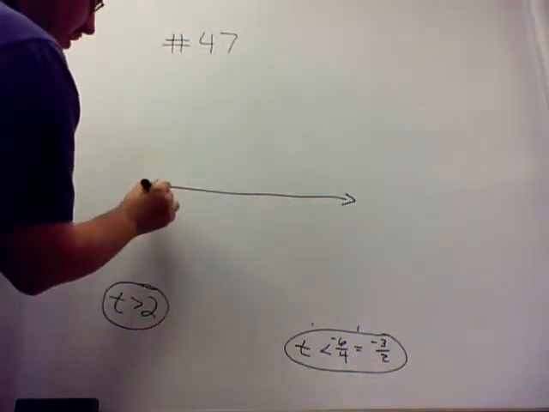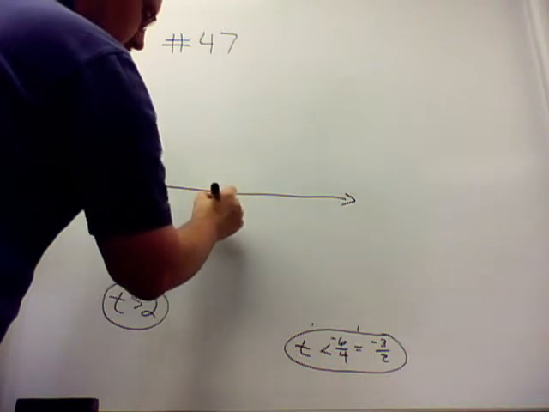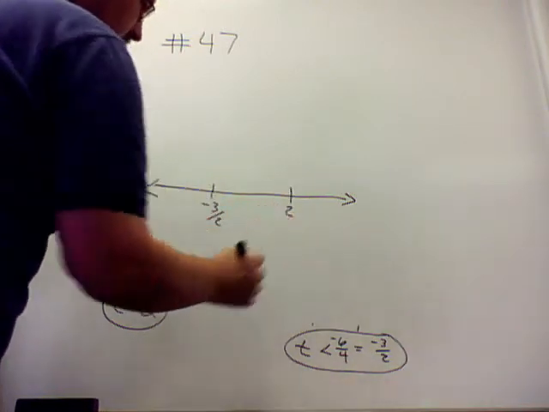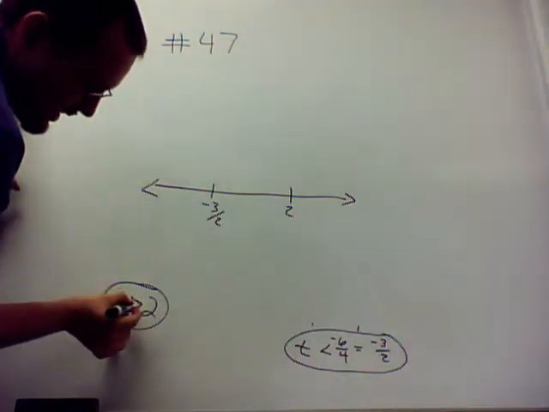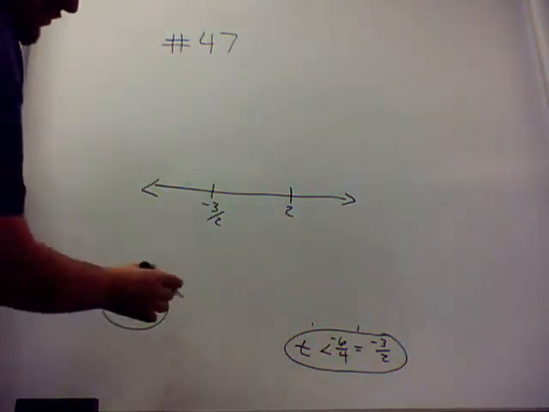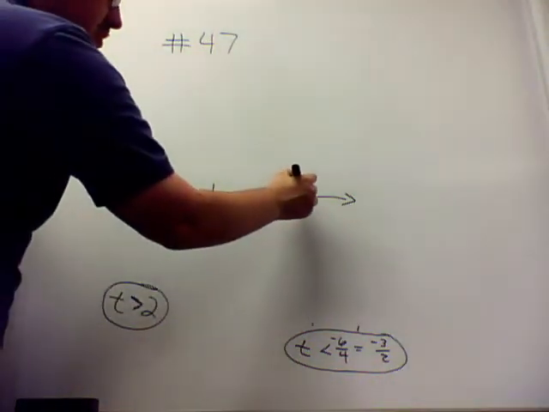I'm going to be graphing on a number line. So what do we have? Negative 3 halves, and we had 2. Okay? So look at this. This is like an arrow right here. So t is greater than 2. If you look at it right here, the arrow is pointing that way. So it's going to be going this way.